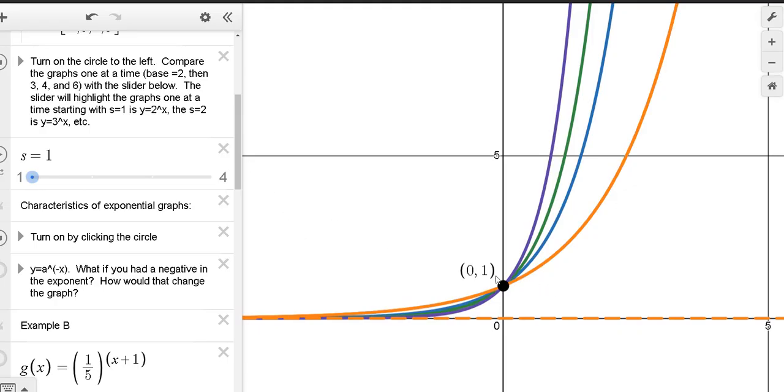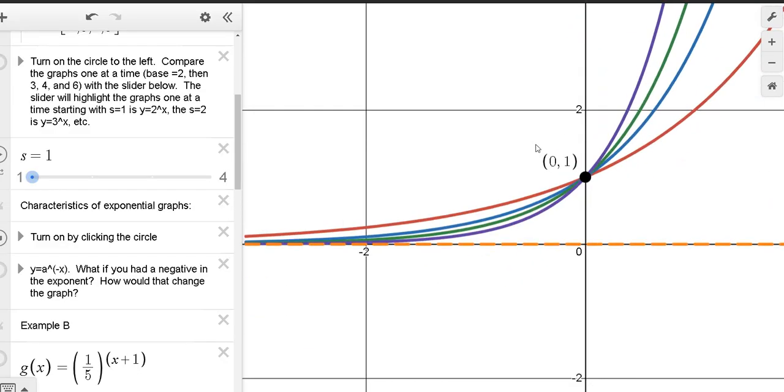But it's a point that I like to see on your graphs. Now, there's a couple other things that are happening with these graphs. One of them is that the graphs grow exponentially. They take off. They grow really, really fast. You saw that when you did your work on your handout.